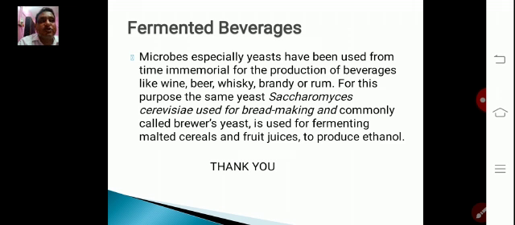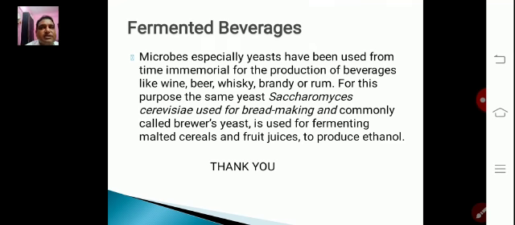So these microbes make these industrial products, and it is only possible to make these fermented beverages with the help of these microbes.